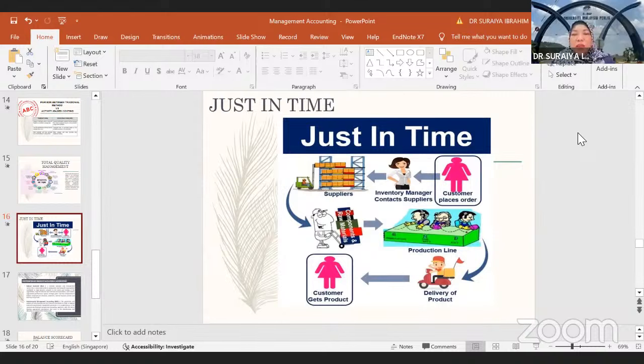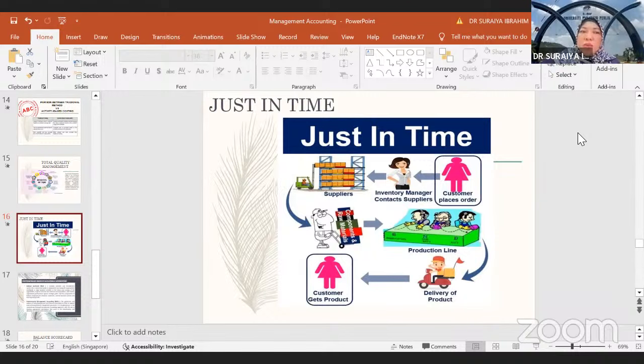Okay, so here for the production line, you also have to have quite efficient procedures, in terms of the customer, inventory managers contacting the suppliers, and the suppliers providing the raw materials, which are processed until becoming a finished good or finished product, and then the product is delivered to the customer.